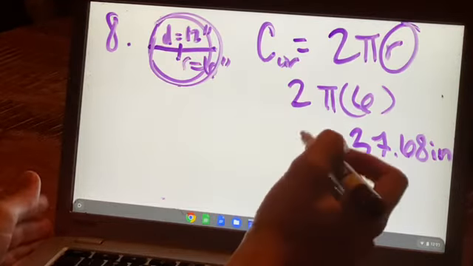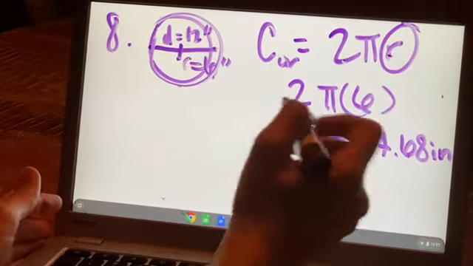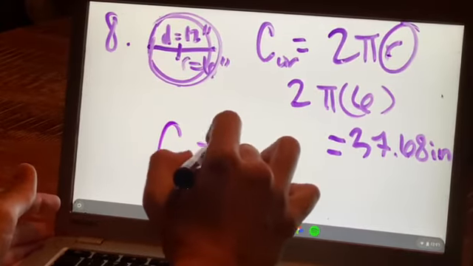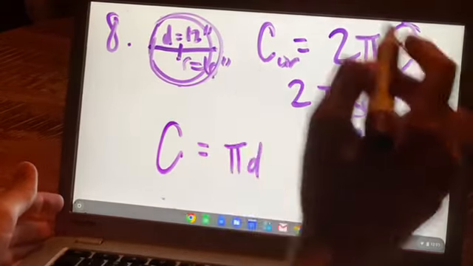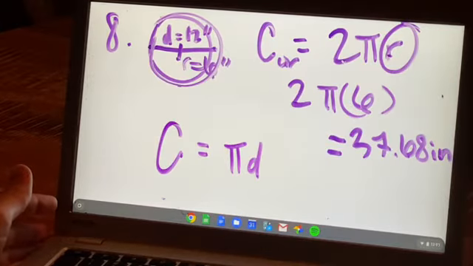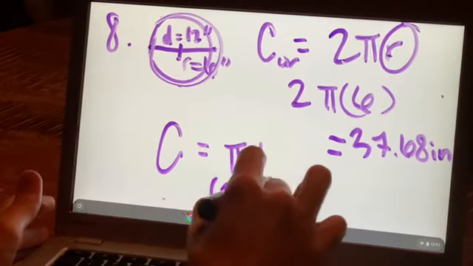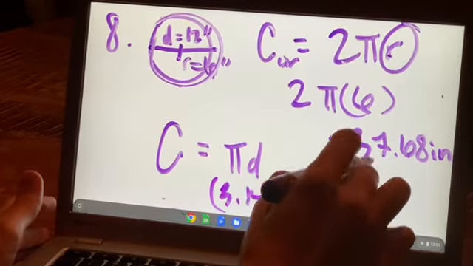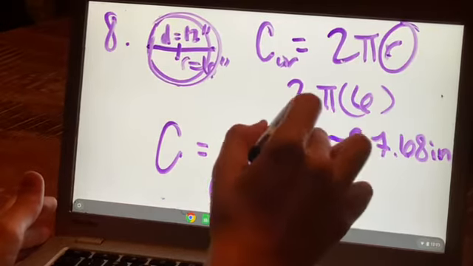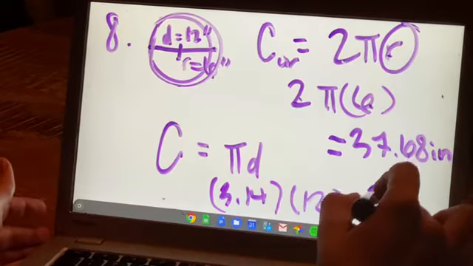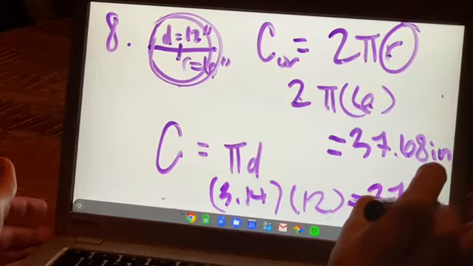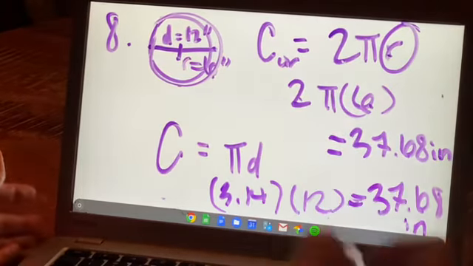that another way to look at circumference, because we have this 2 and this r, is pi times d, or d times pi, right? Diameter times pi. Now, they gave you the diameter. If you wanted to, you could just do your 3.14 times 12, and you'll get the same thing, because here you had 2 and 6, which is 12. So you also get 37.68 inches, okay?